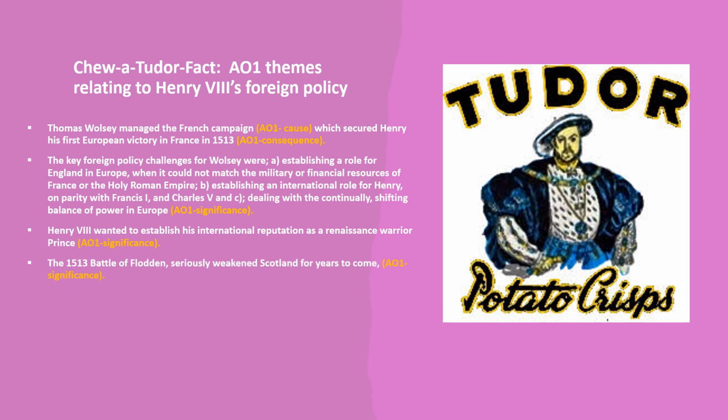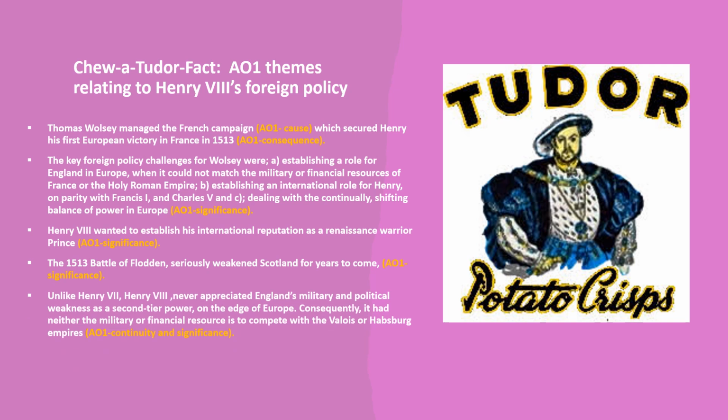The 1513 Battle of Flodden seriously weakened Scotland for years to come, another AO1 theme of historical significance because Henry successfully broke the old alliance of France and Scotland, which meant that England didn't have to deal with Scotland invading the borderlands in the north at the same time as Henry was dealing with the French in France.